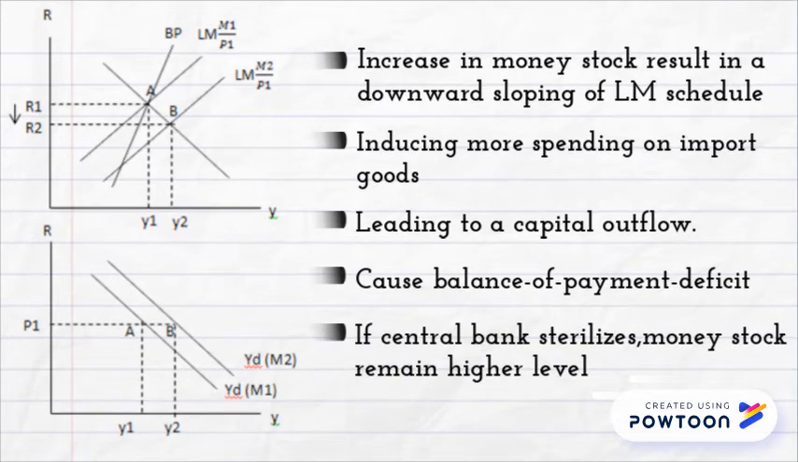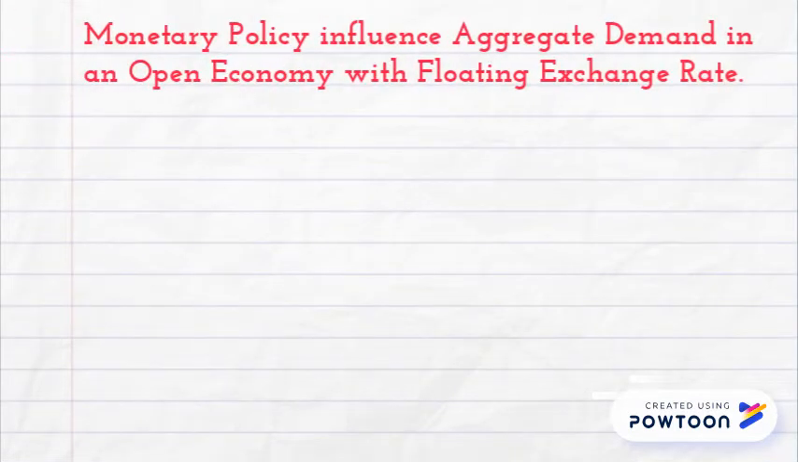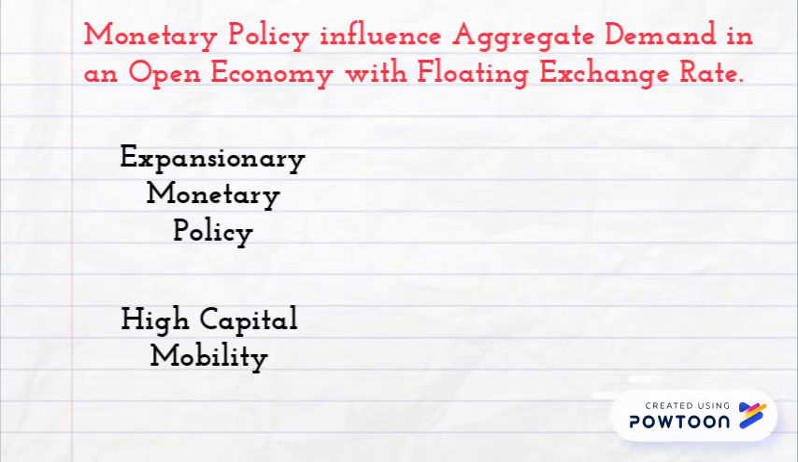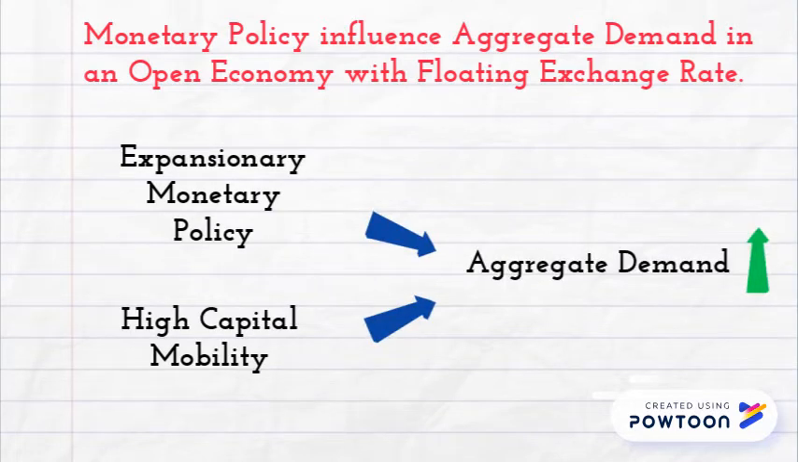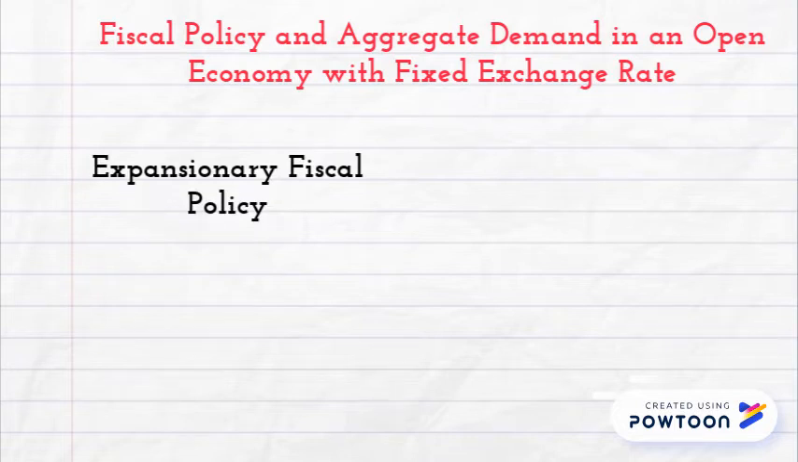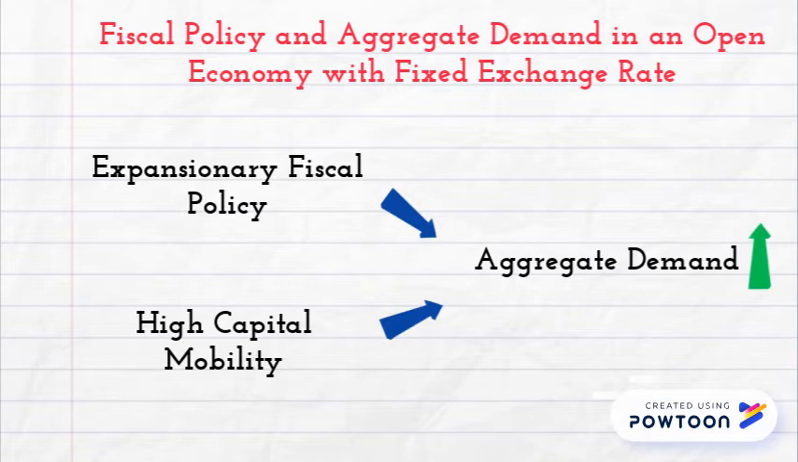If central banks sterilize, the money stock remains at a high level. Under a floating exchange rate, expansionary monetary policy and high capital mobility would expand the aggregate demand. The same goes for a fixed exchange rate. Expansionary fiscal policy and high capital mobility would expand the aggregate demand.